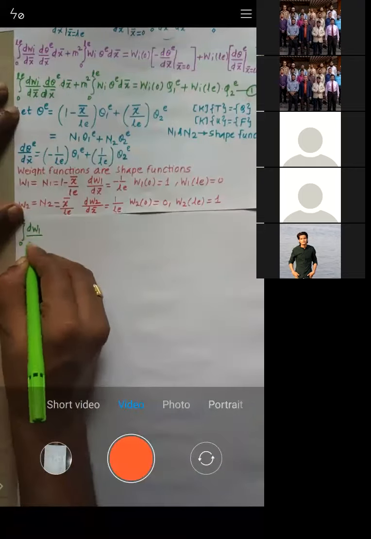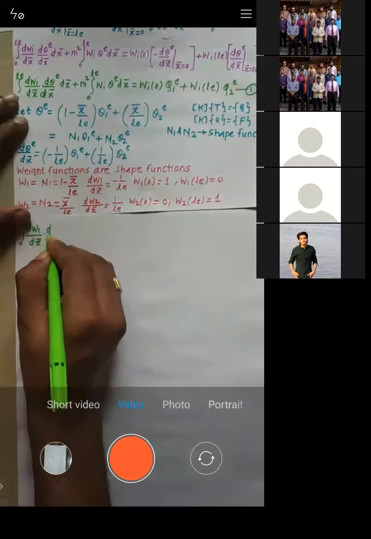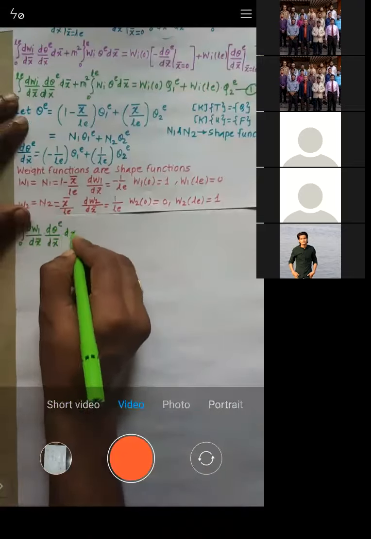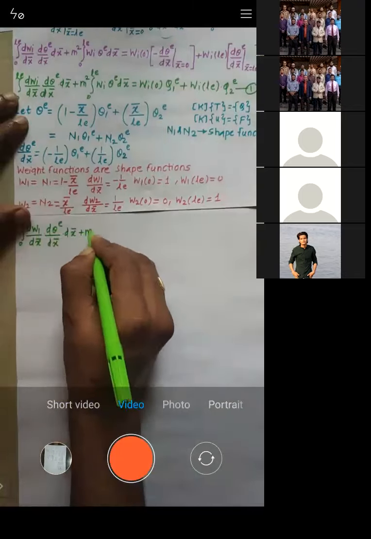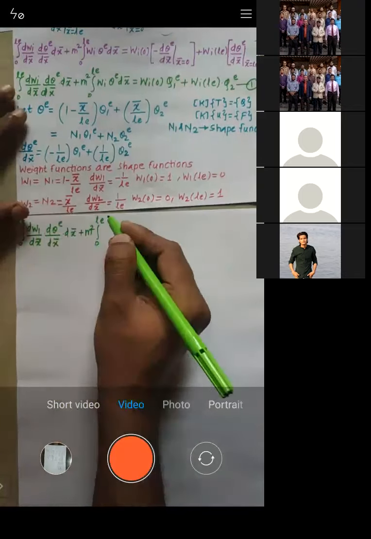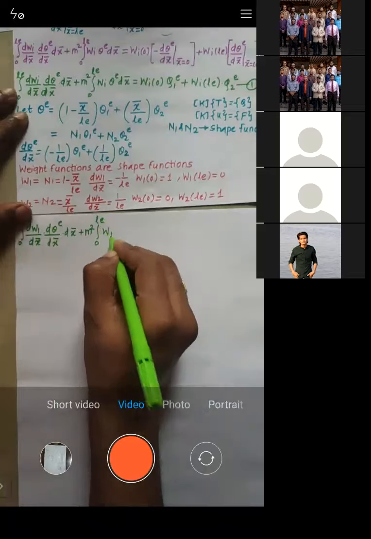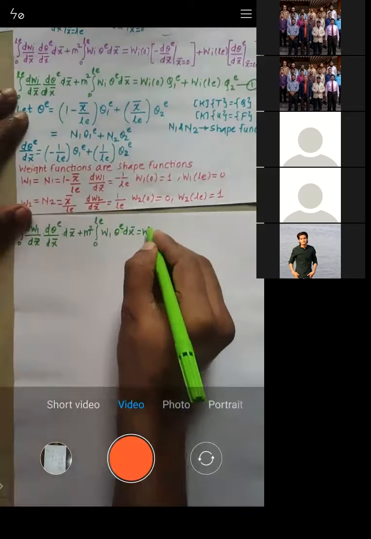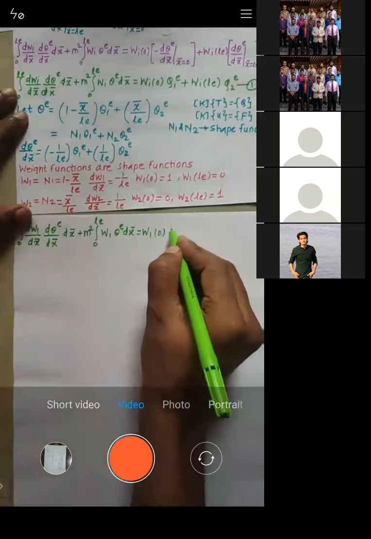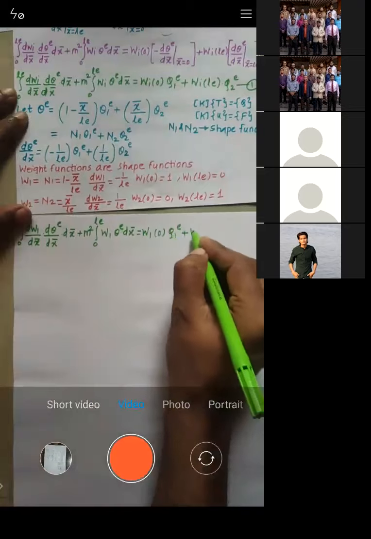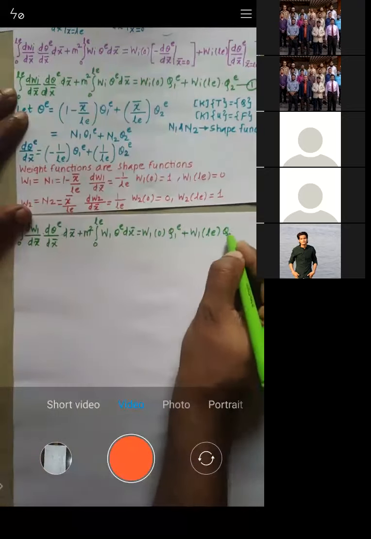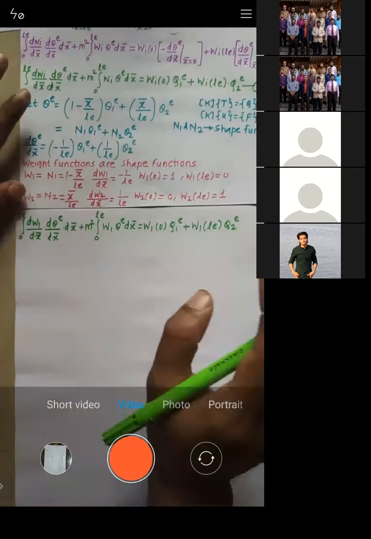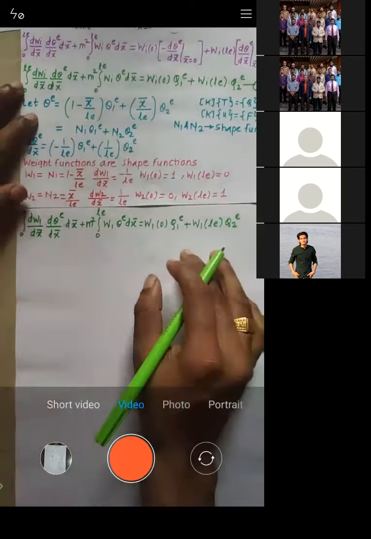So integration 0 to LE of dw1 by dx bar into d theta e by dx bar into dx bar, plus m square integration 0 to LE of w1 theta e dx bar, is equal to w1 at 0 into q1 e plus w1 at LE into q2 e. Is it okay, all of you? Instead of wi I have put it as 1. First weight function I will solve. So let us solve it.